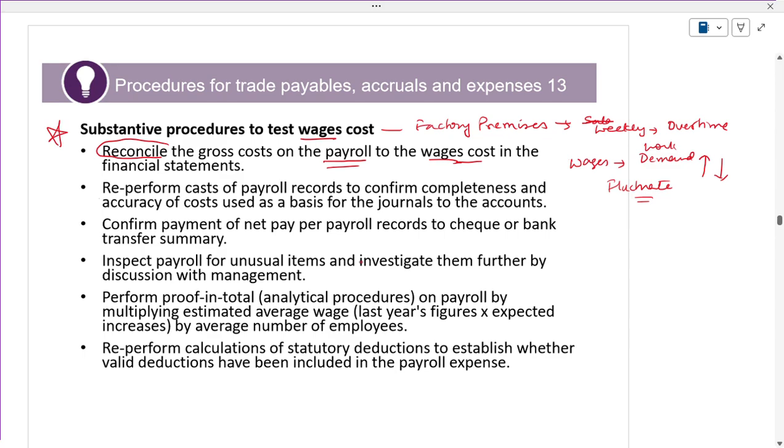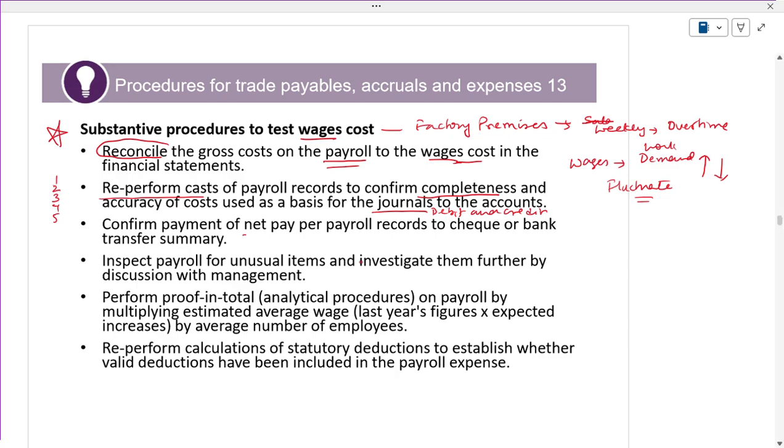You will re-perform the casting and totaling of payroll records. Here you will say how many laborers there are, 1, 2, 3, 4, 5, how many days they are working, and what the wage rate is. Why are we doing this? To confirm completeness and accuracy. Totaling is correct, calculations are correct, and you have to make sure of that, because that will be the basis for the journals, the debits and credits.